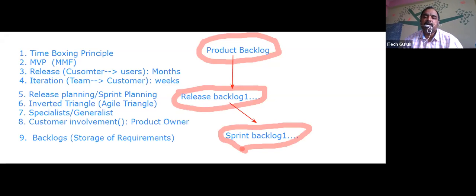Please understand, I told you that the release backlog has the requirement in the form of a story, right? The stories are written only here. And please understand, the requirements at the high level in agile projects are called epics. And epics are divided into stories. Release backlog is called stories.